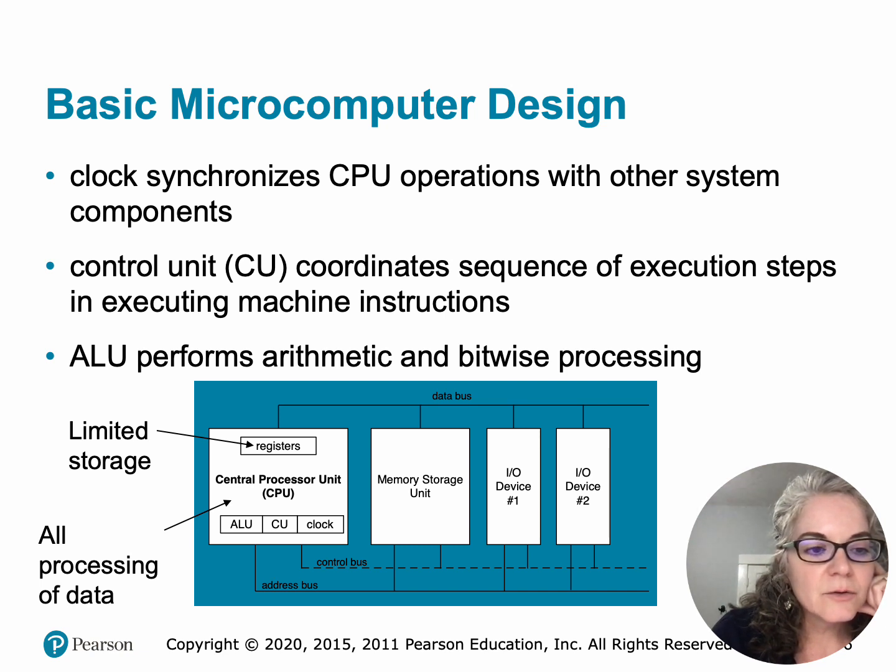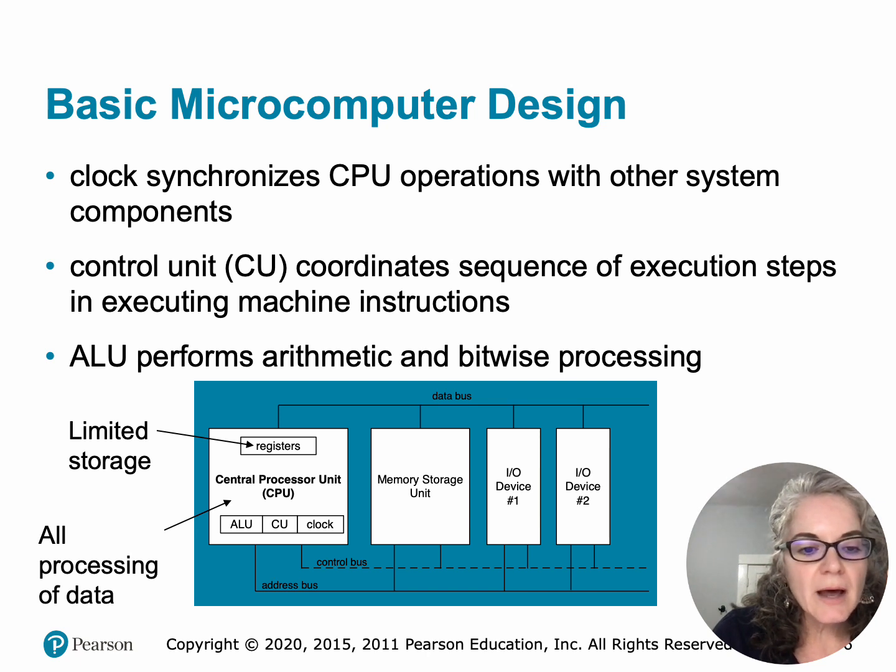And then the ALU performs the arithmetic and bitwise processing. It performs arithmetic operations like addition, subtraction, multiplication, division, etc. It also performs logical operations like AND and OR, and bitwise just means that it manipulates bits, the ones and zeros. So these are the different parts of the CPU.